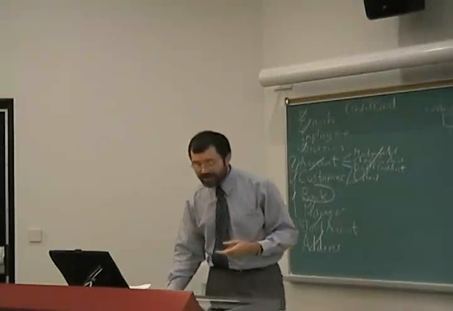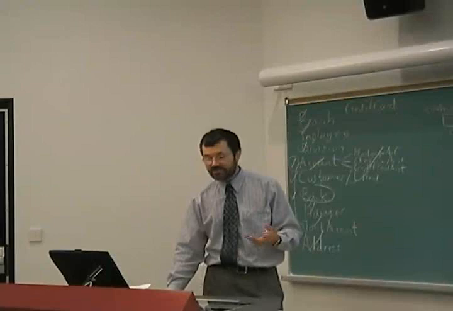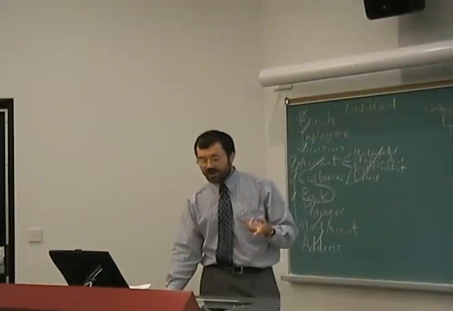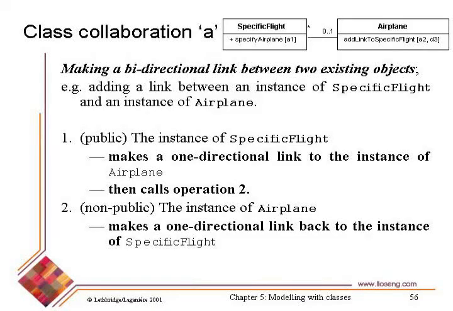We're going to have our main specify airplane method, public, which makes a one-directional link to the instance of airplane. And then it's going to call airplane's add link to specific flight, which is going to make a link back from airplane to specific flight. So each class modifies its own data. The airplane's add link to specific flight is private. It should only be called by specify airplane. It shouldn't be called for any other reason, because if you do, you're going to end up with airplanes that are flying flights when the flight doesn't even know it. So these links have got to be made together. One made, the other made, and they're always done in pairs.